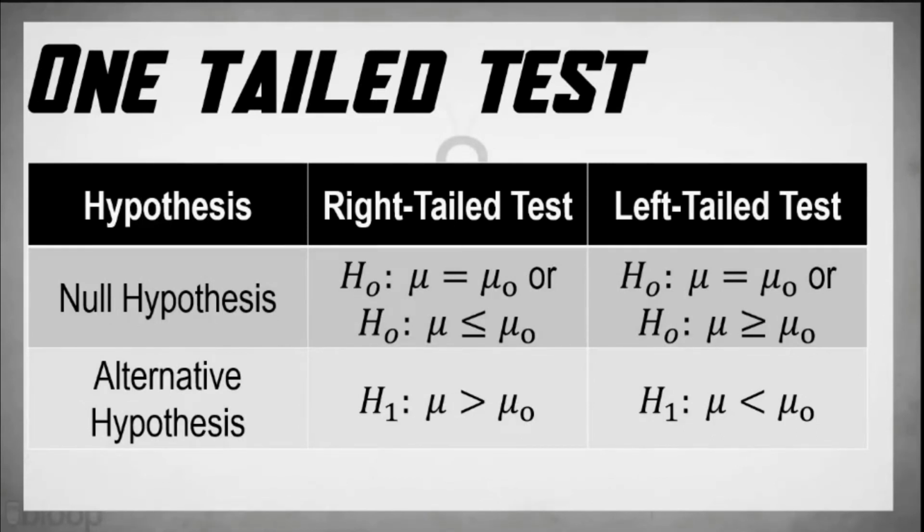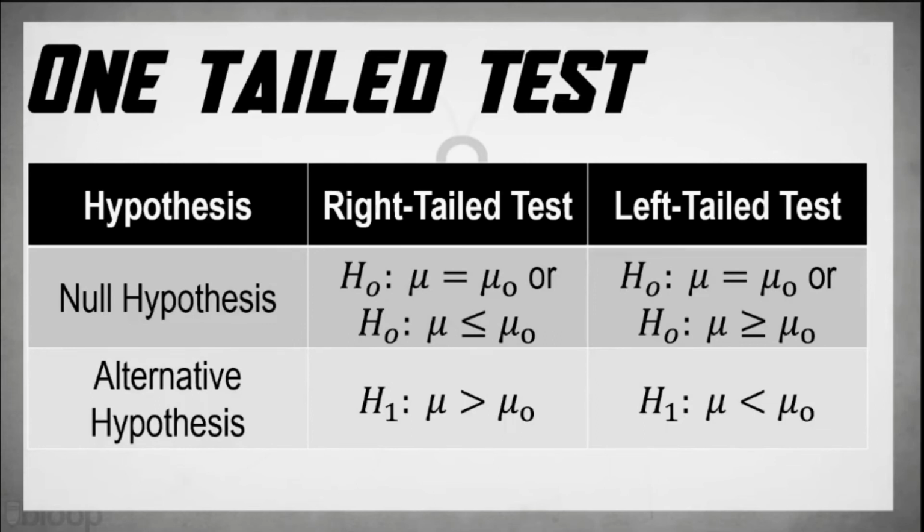Bakit? Kasi kapag right-tailed, ang alternative mo, siya yung nakaturo sa right. Okay? Siya yung nakaturo sa right. Yung alternative hypothesis mo. Yung null hypothesis mo naman, siya yung nakaturo naman sa left. Siya yung kabaliktaran. Pero sabi ko nga, lagi niyong ilalagay yung tinatawag natin na equal sign. Yun, yung line sa baba. Okay? Yung line sa baba.